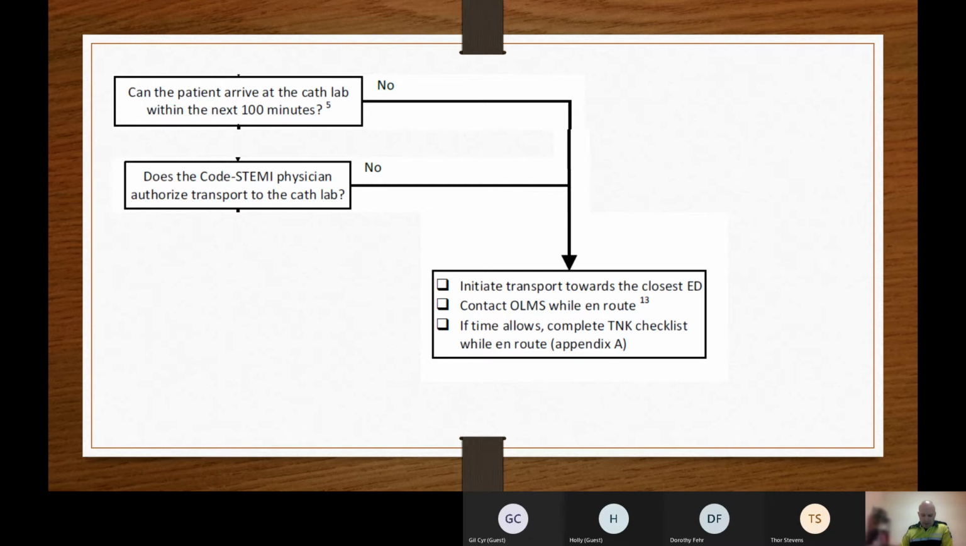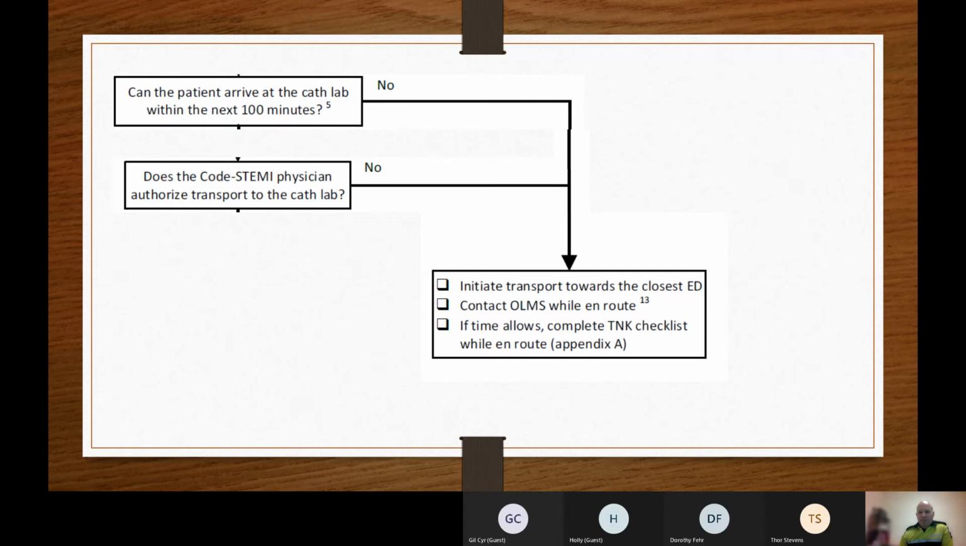We had one patient where we were in the cath lab, we had a student, so we stayed there to let our student watch the procedure. While we were there, the physician doing PCI got a phone call from another truck in Stonewall with another STEMI, and he just said, no, I'm already working on someone, go to your closest facility. So it's not always a patient situation, it could just be a cath lab availability situation. So we're going to go to the closest ED, contact online medical support while en route, and if time allows, complete the TNK checklist.